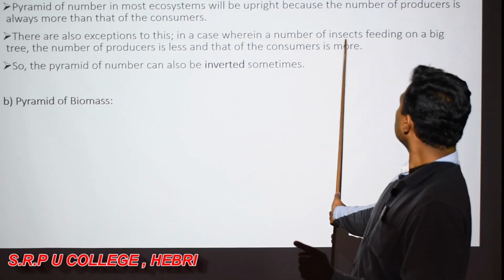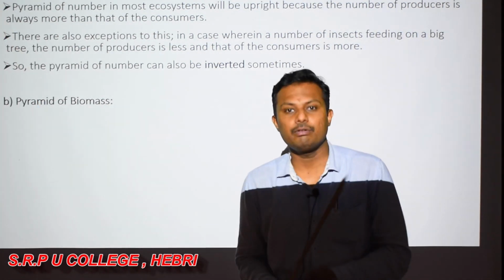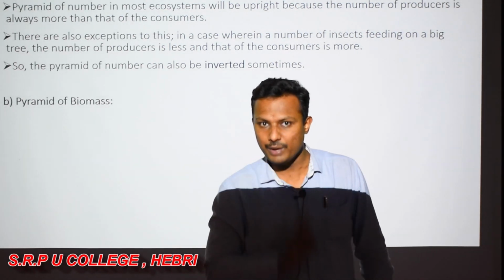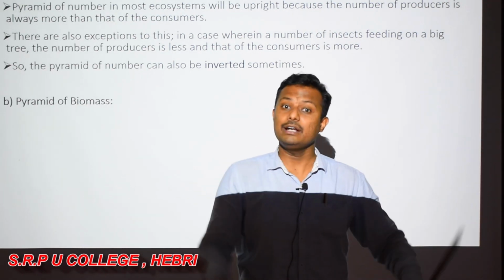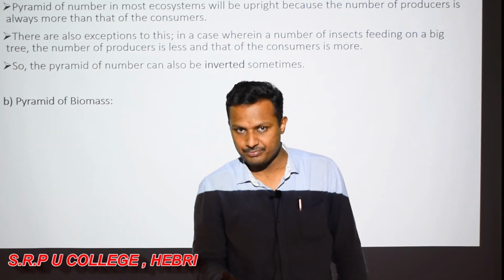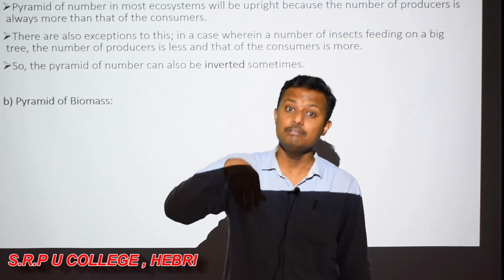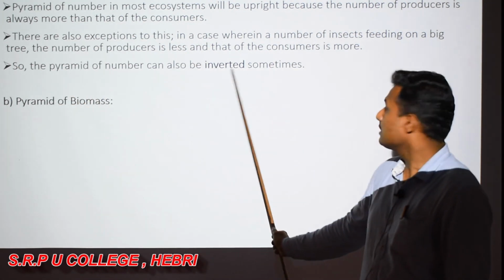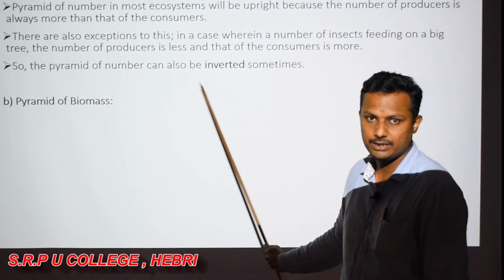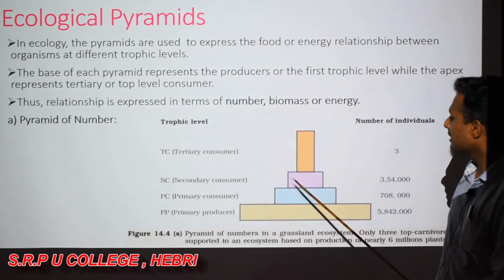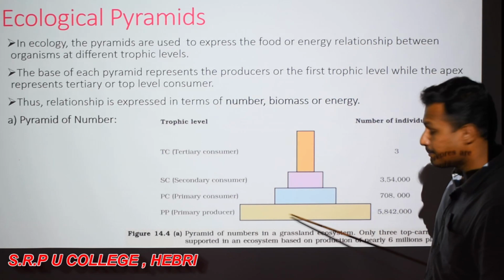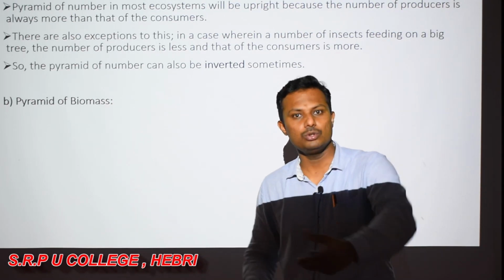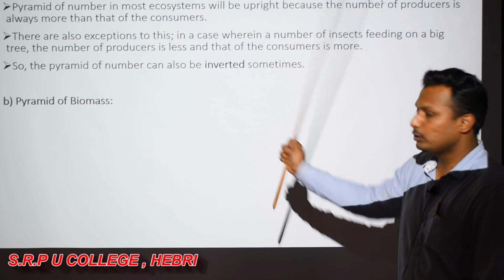In cases where insects or birds are feeding upon a big tree, the number of plants is only 1, the number of producers is only 1, but the number of consumers is very high. In such a case, what kind of pyramid can you expect? Definitely it will be inverted, an inverted pyramid. So we come to the conclusion that the pyramid of numbers can be inverted also in certain cases. It is mostly upright like this, but in certain cases it may be inverted, where the producer number is low and the consumer number is high. This can be an example where one tree has many insects or birds. So this is about the pyramid of numbers.